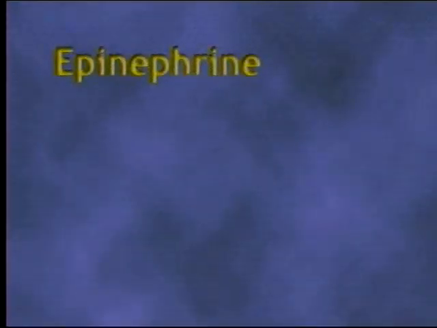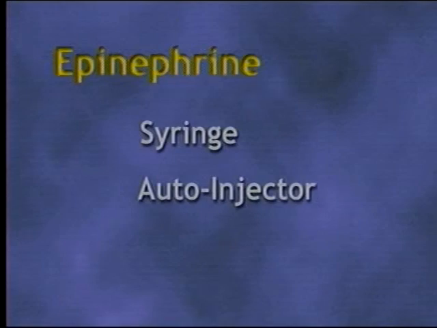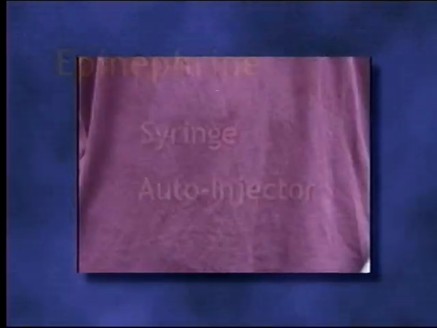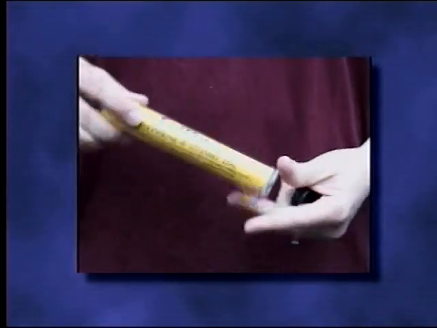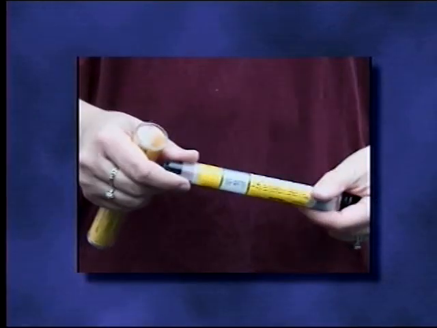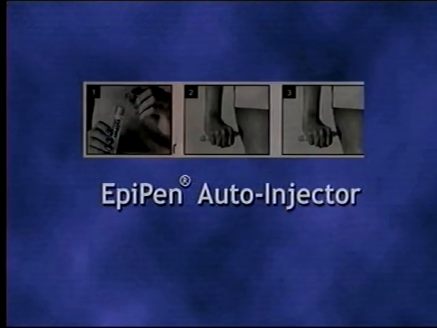Adrenaline is a hormone that circulates naturally in the body. It's the fright or flight hormone. The nice thing about it, it works almost immediately. And so if you're having a severe reaction, it is really the drug of choice. Epinephrine can be administered by syringe or auto-injector. Auto-injectors are most popular because they are portable and easy to use. Here is a demonstration of an EpiPen auto-injector.